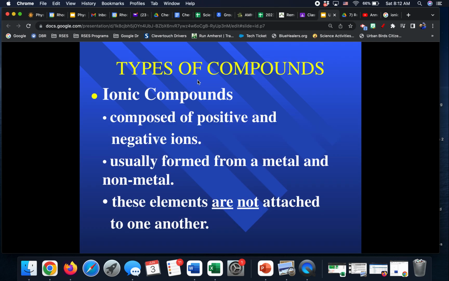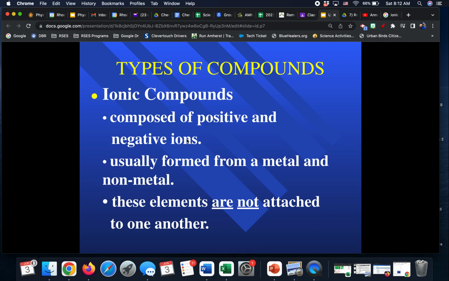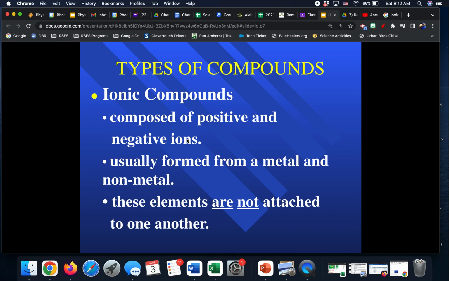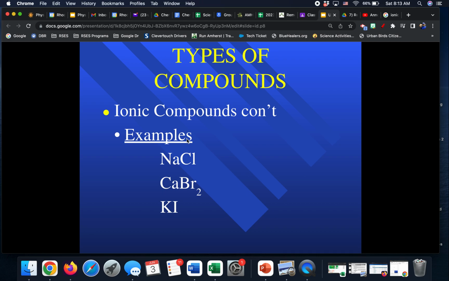So we've said some of this. We're going to make sure we put it here specifically. Ionic compounds are made of positive and negative ions. The positive ones are the metals. The negative ones are the nonmetals. These elements aren't actually attached. What brings them together is what's called electrostatic attraction. In other words, opposite charges attract. So they're held together by the opposite charges they have.